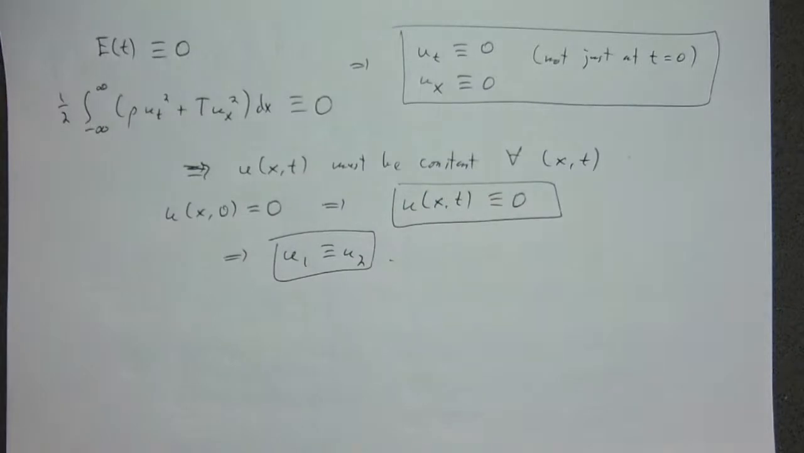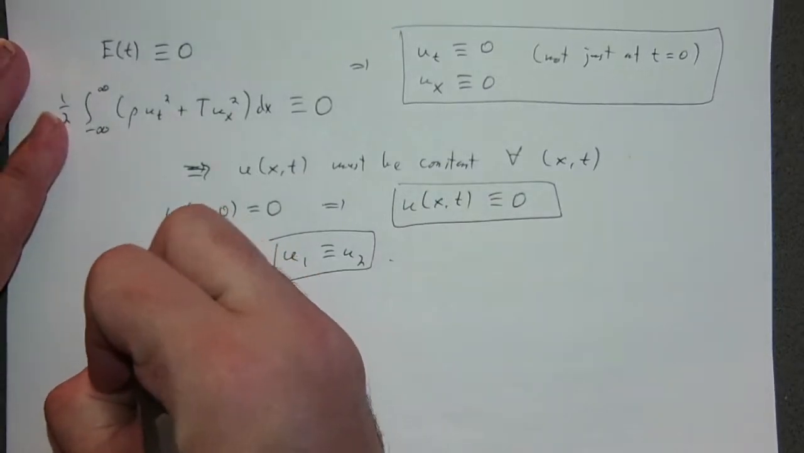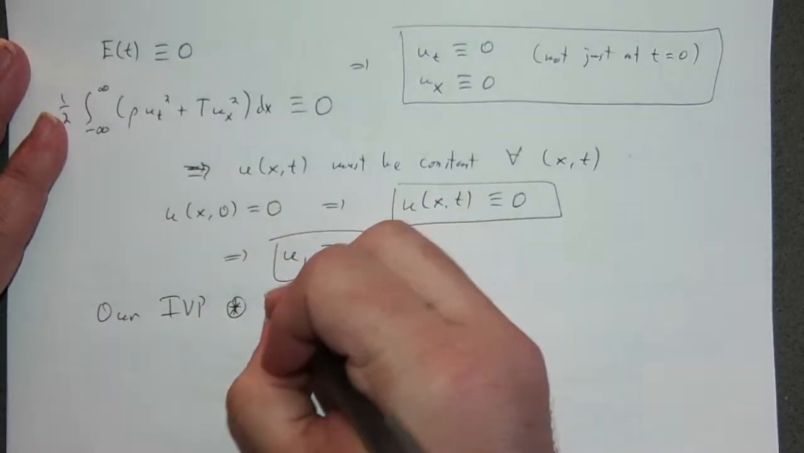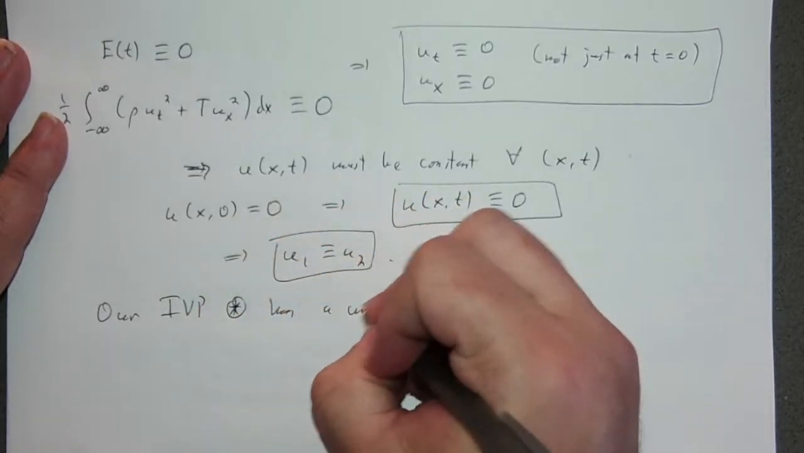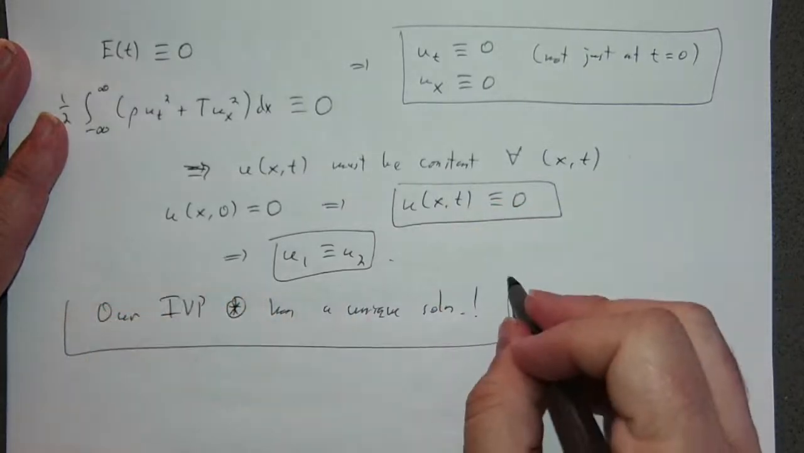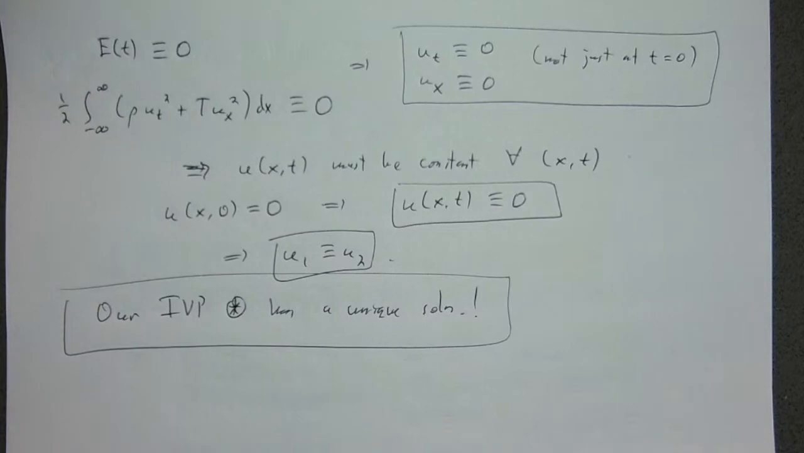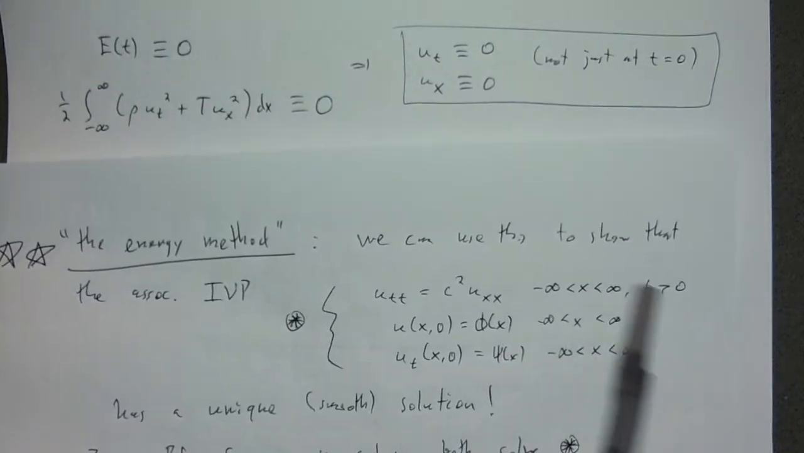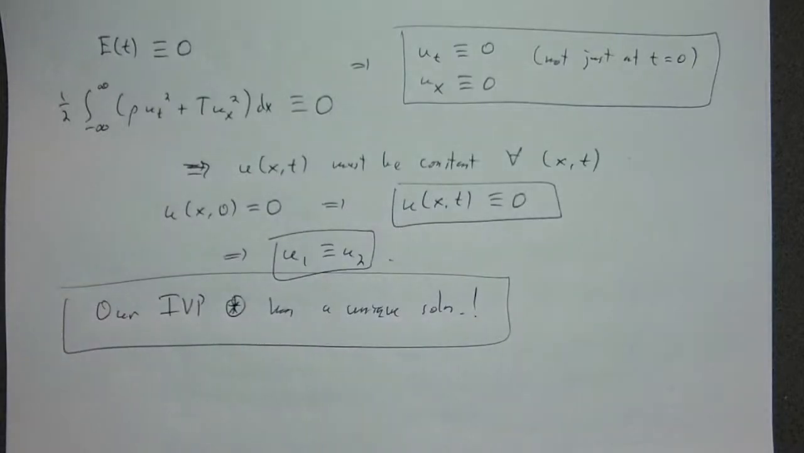And thus we have shown that our IVP has a unique solution. So we have shown uniqueness. The IVP in question, of course, is this one. Okay.